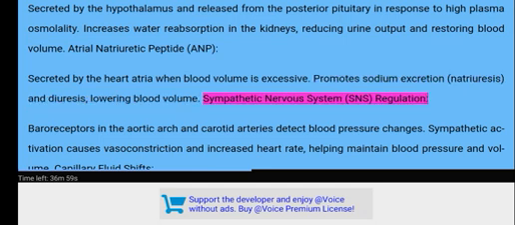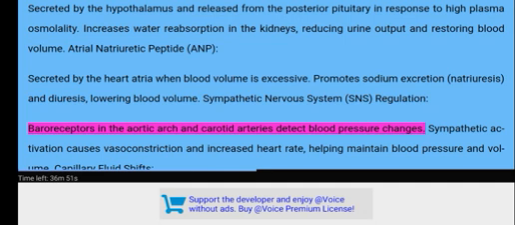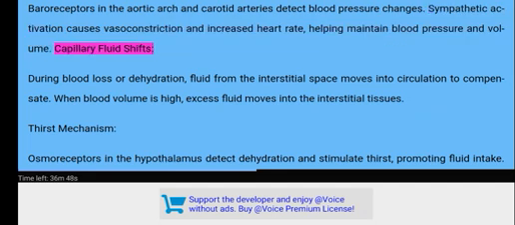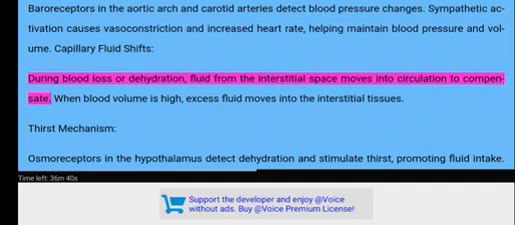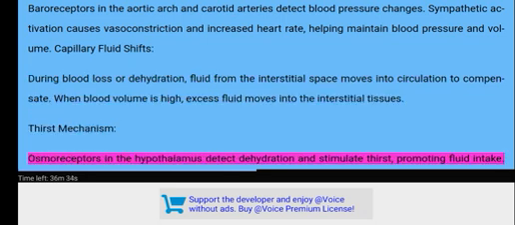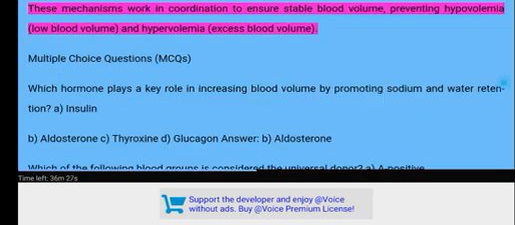Sympathetic nervous system, SNS, regulation. Baroreceptors in the aortic arch and carotid arteries detect blood pressure changes. Sympathetic activation causes vasoconstriction and increased heart rate, helping maintain blood pressure and volume. Capillary fluid shifts. During blood loss or dehydration, fluid from the interstitial space moves into circulation to compensate. When blood volume is high, excess fluid moves into the interstitial tissues. Thirst mechanism. Osmoreceptors in the hypothalamus detect dehydration and stimulate thirst, promoting fluid intake. These mechanisms work in coordination to ensure stable blood volume, preventing hypovolemia, low blood volume, and hypervolemia, excess blood volume.